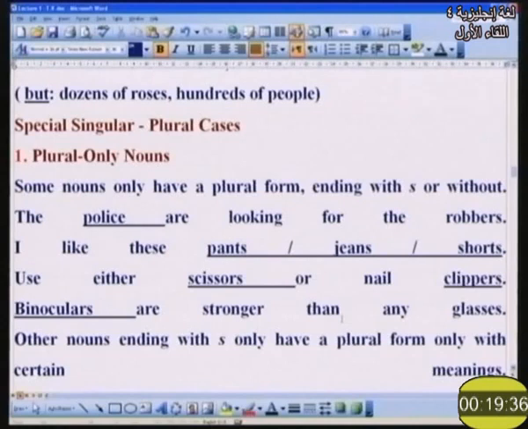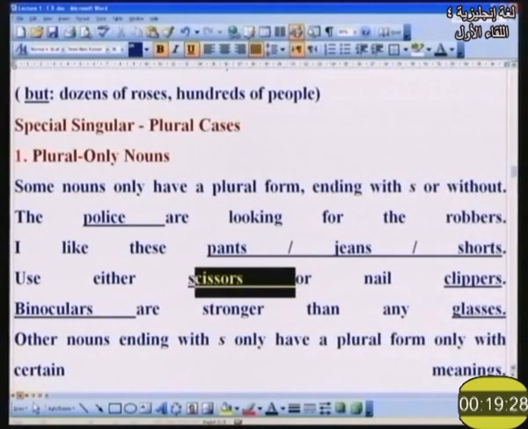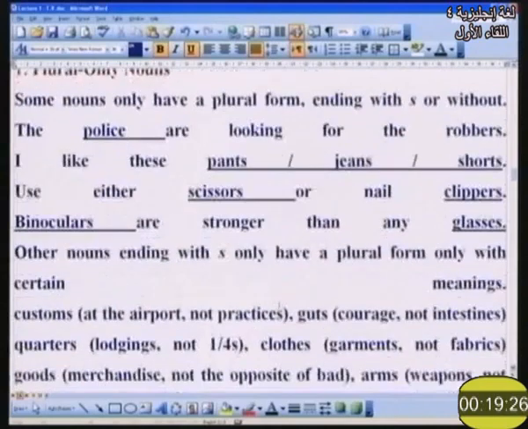Binoculars are stronger than any glasses. Binoculars اللي هي النضارة المعظمة. Okay, النضارة المعظمة. Plural with no singular. And glasses also نضارة. امتى بتبقى singular? If you mean by glass case كوباية. Okay. It becomes a singular and you can have a plural from it.